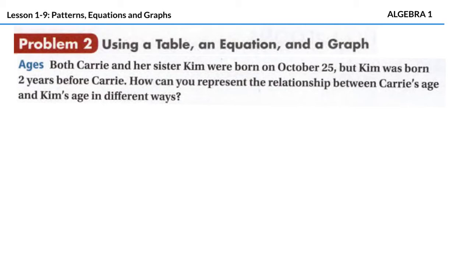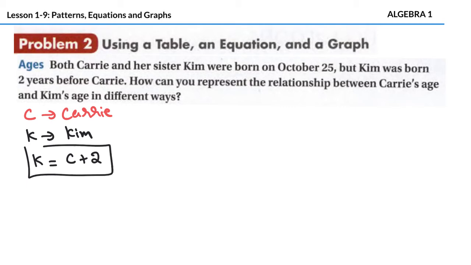So let C be the age represented for Carrie. And let K be the age represented for Kim. And the question says Kim is 2 years older than Carrie because she was born 2 years before Carrie. So the equation will be K = C + 2, Kim is 2 years older than Carrie. This relationship is represented as an equation.